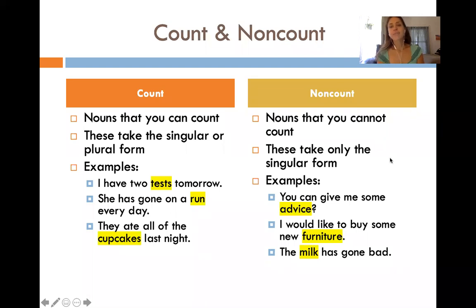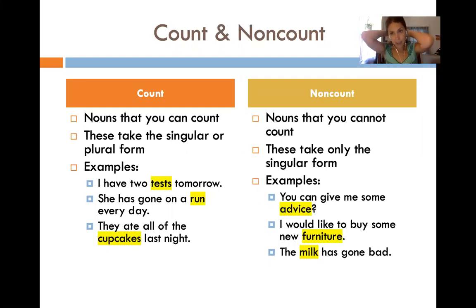For furniture, furniture is a collective noun that represents all of the items in a house, like chairs and tables and desks. And so furniture is a collective noun that represents a lot of different things, very similar to luggage. Luggage means backpacks and suitcases. So I would like to buy some new furniture, or you could say I would like to buy a piece of furniture.